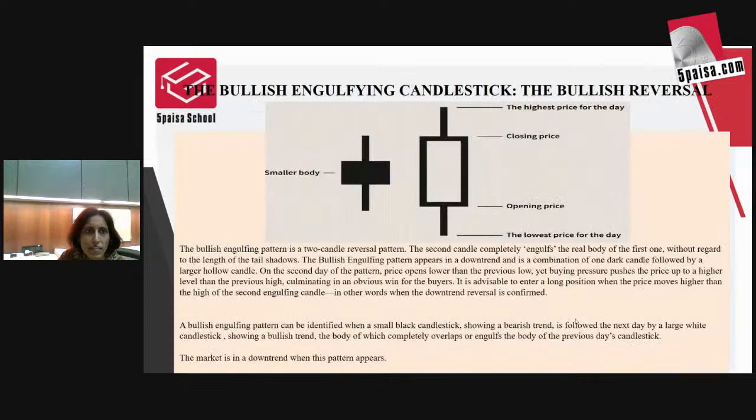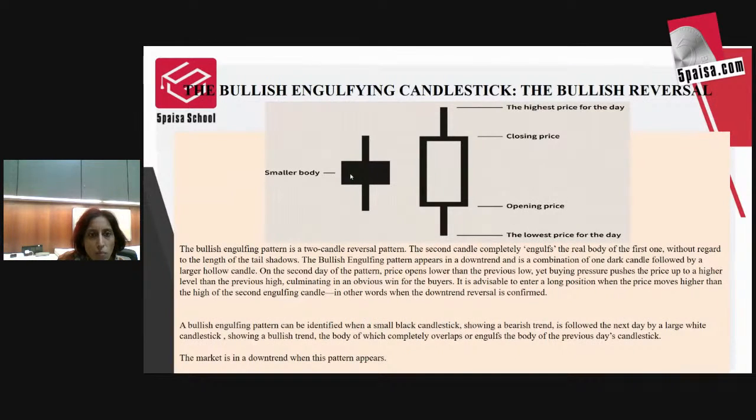Okay. Next we come to the bullish engulfing candlestick. The bullish engulfing candlestick represents a bullish reversal. So if it is down from here, and if you witness this bullish engulfing, from here on, the prices are going to go up.